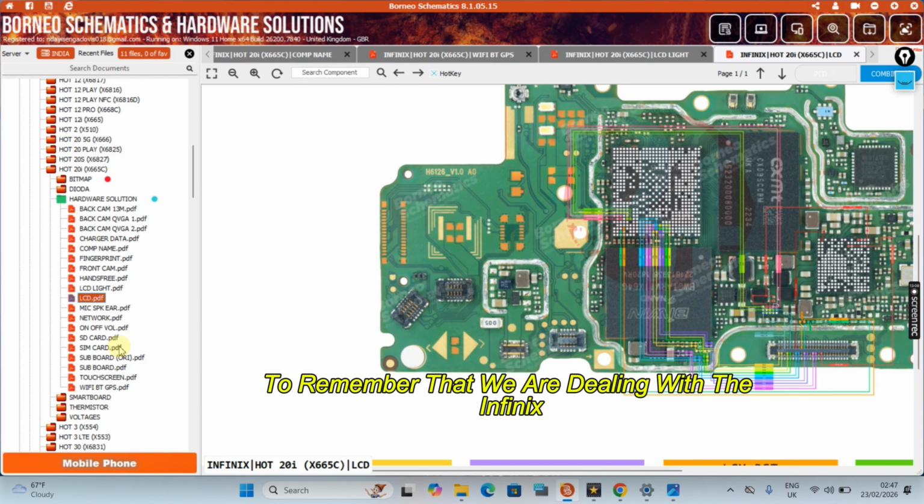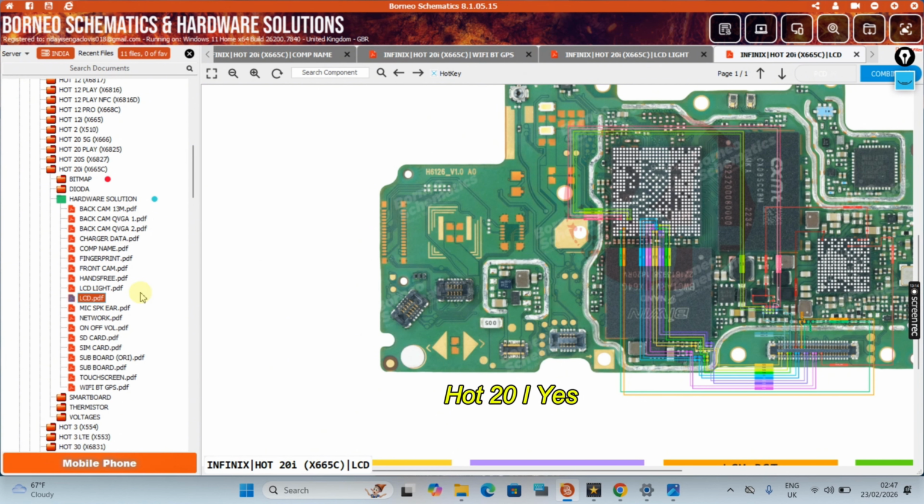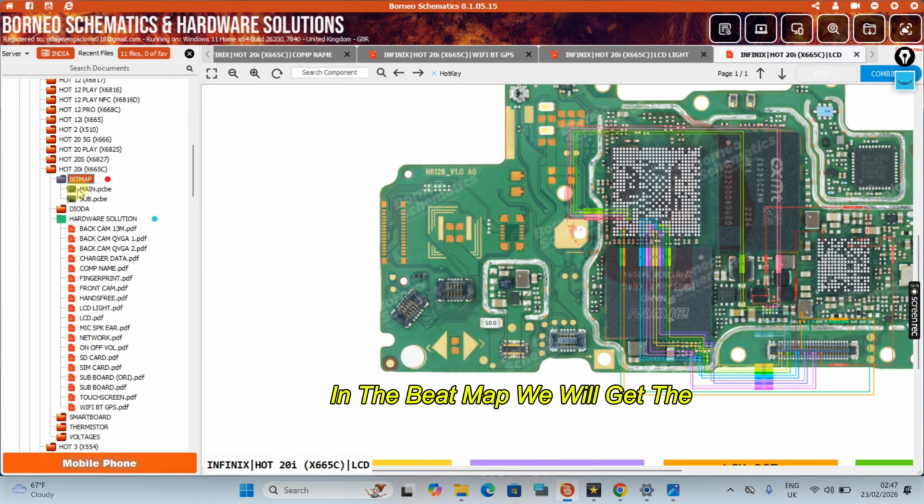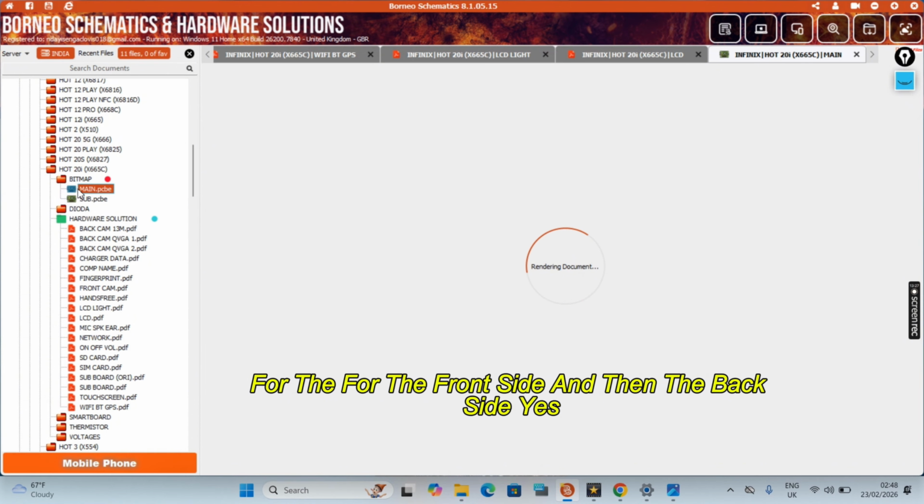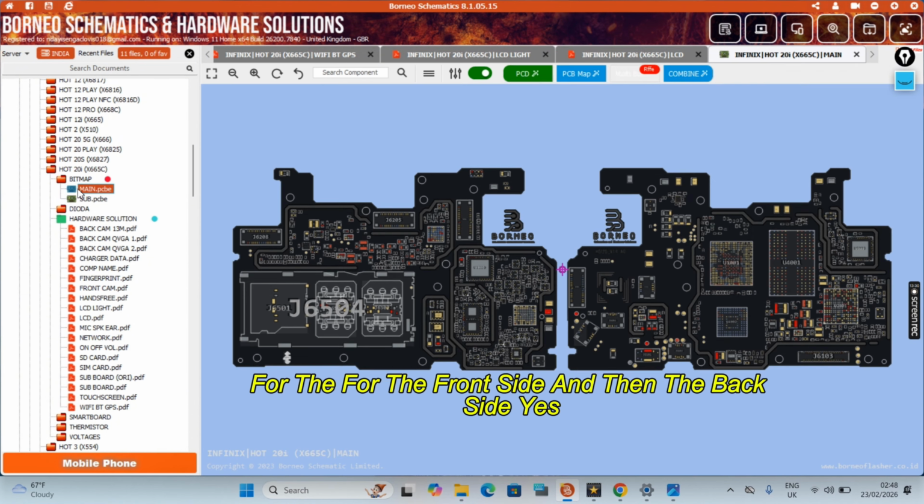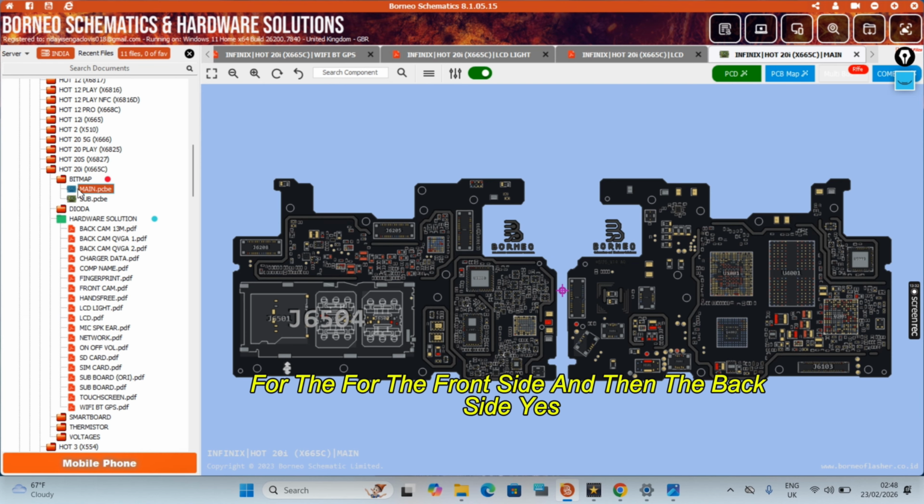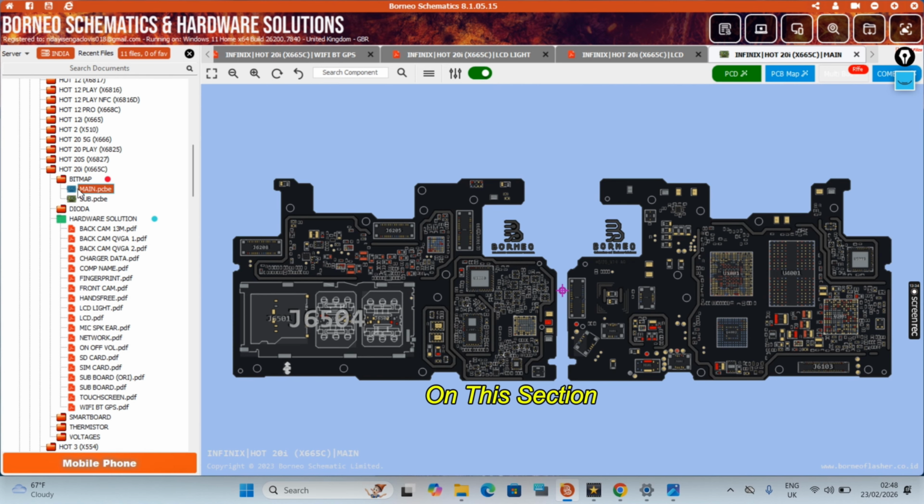Remember that we are dealing with the Infinix Hot 20i. Let me open the bitmap. In the bitmap we will get the image of the motherboard for the front side and then the back side. On this section they show you how components are related and connected between them.